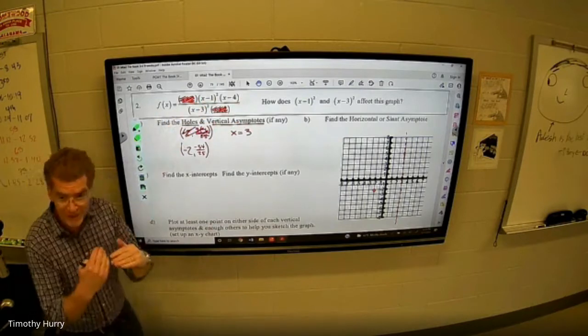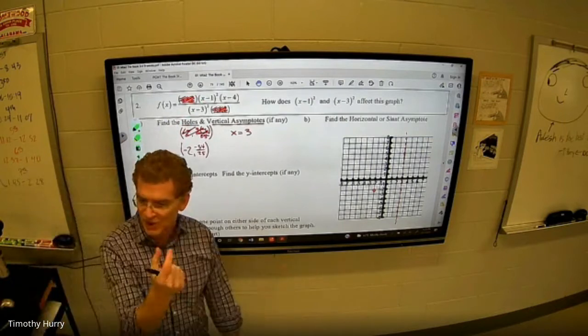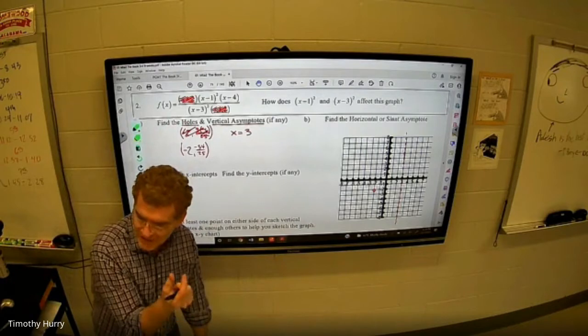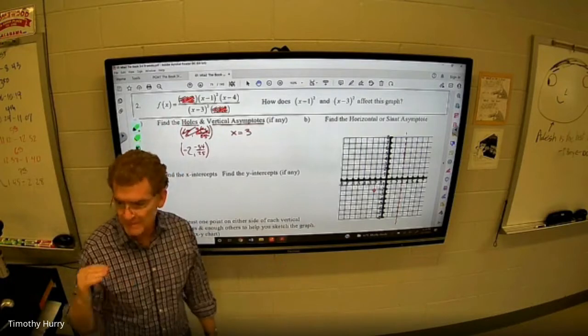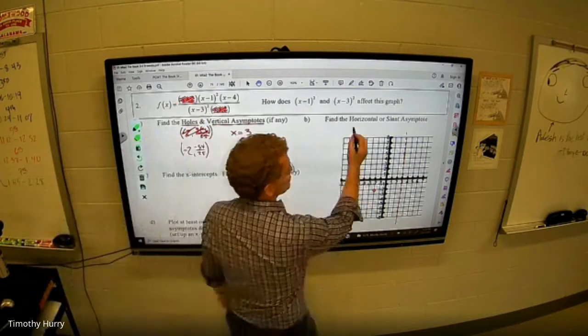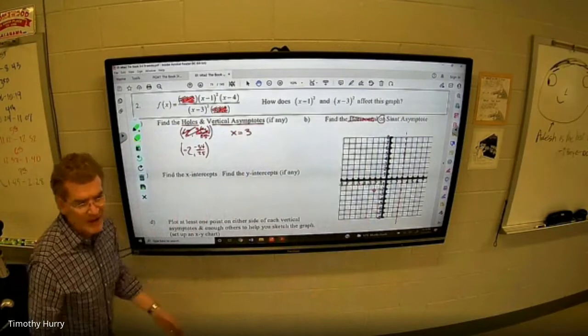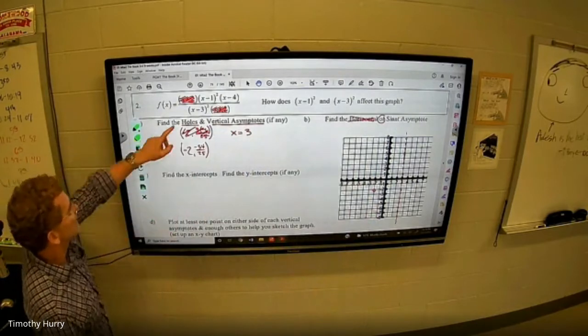X cubed. So when it's 1 power higher, you'll see that in a second. When you divide, x goes in there 1 time. And an equation that has just a single x is linear, right? So in this case, yes, I can tell it's going to be a slant, which means there's no horizontal because there's only one or the other. Now, how do we find that? We're just going to have to suck it up and multiply this out.